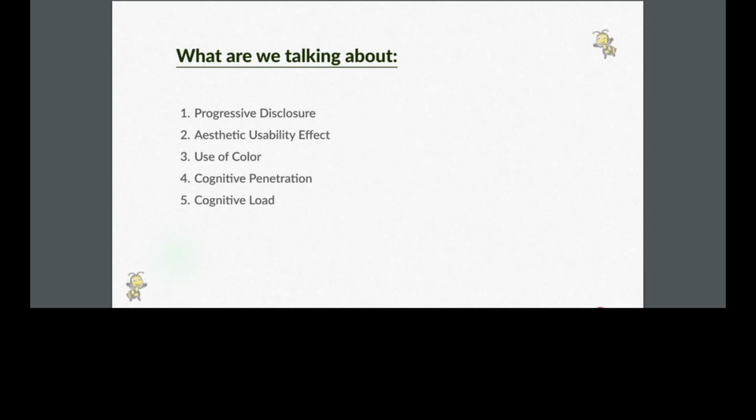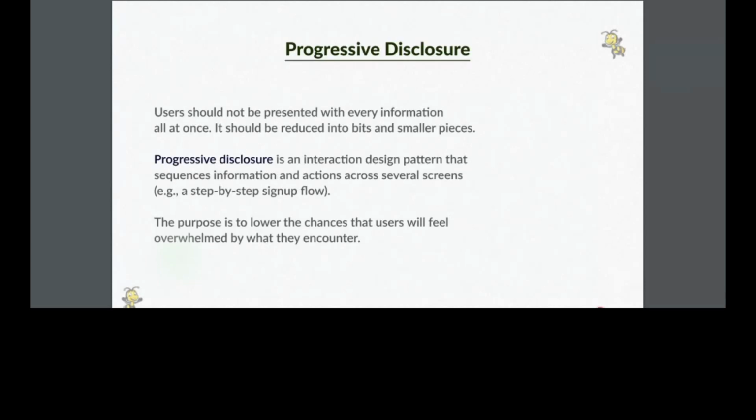When we use the term progressive disclosure, we are trying to decode how users react when they are presented with a lot of information. The psychology behind this is that you want to limit the amount of information you present to users. You want to reduce it into smaller bits and pieces that make it easier for your users to follow through and not be overwhelmed. Progressive disclosure, simply put, is an interaction design pattern that sequences information and actions across several screens. An example would be a step-by-step sign-up flow.